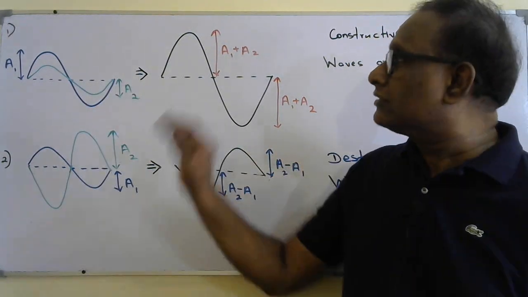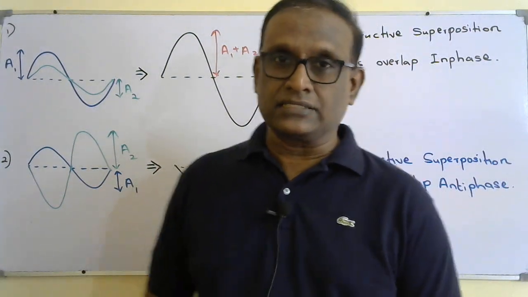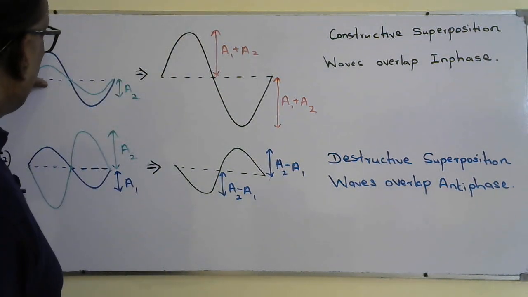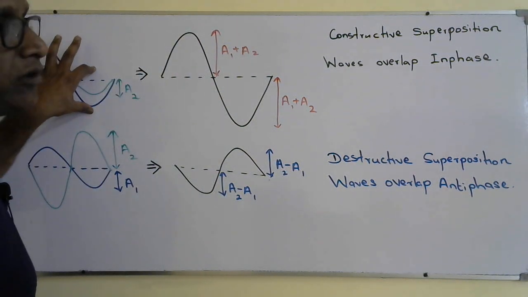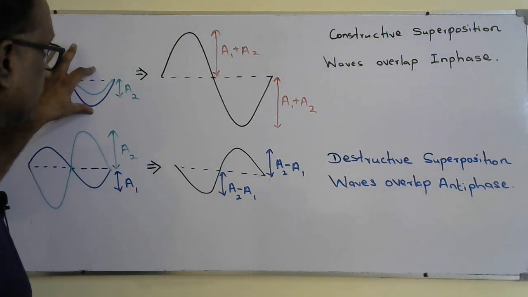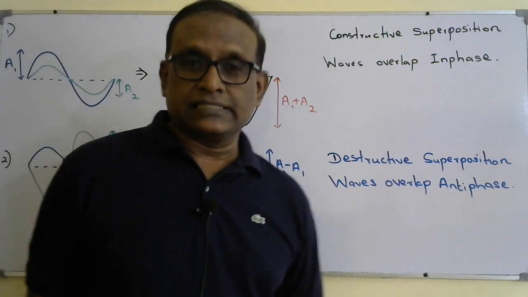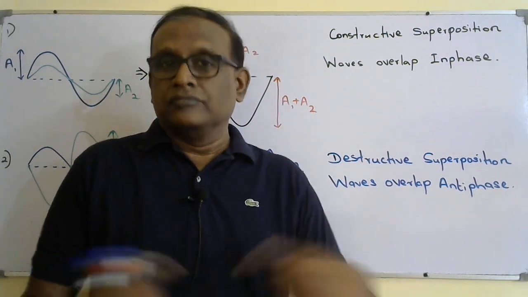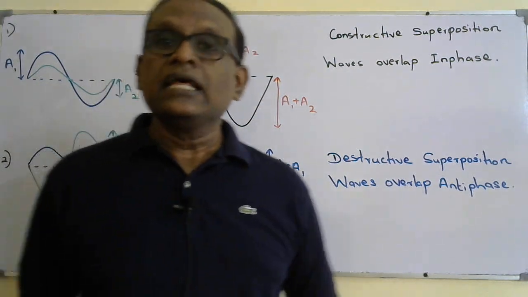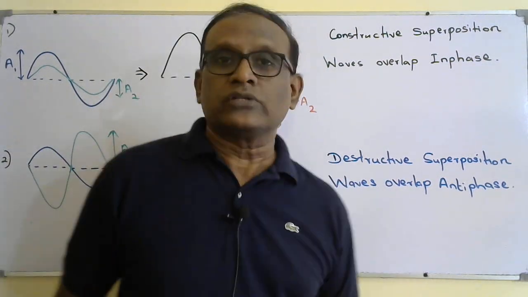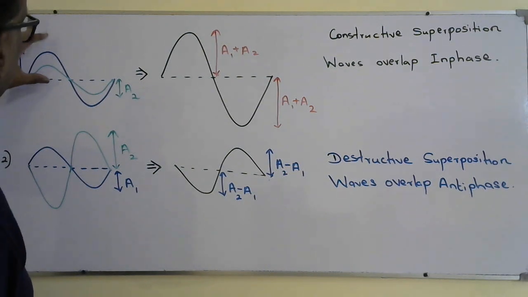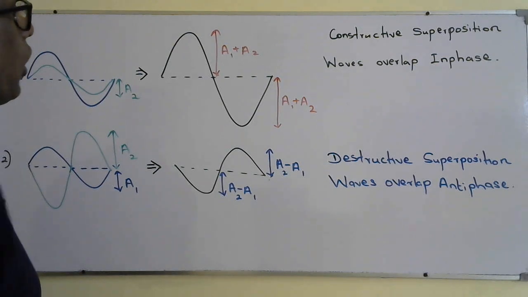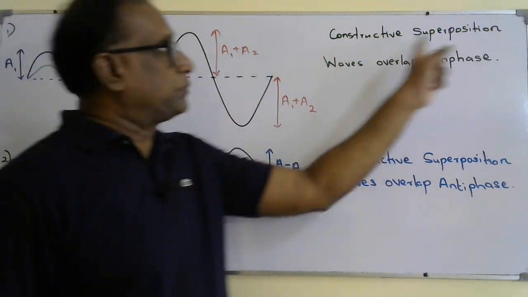The first situation: the waves overlap in phase. The waves overlap in phase means the crest and crest overlap at a point, or trough and trough overlap at a point. If that happens, they will reinforce each other. That means the outcome will be much stronger. The principle of superposition says the vector sum of the displacements, so the amplitudes are in the same direction and will be added, so the outcome will have a larger amplitude. We call that constructive superposition.